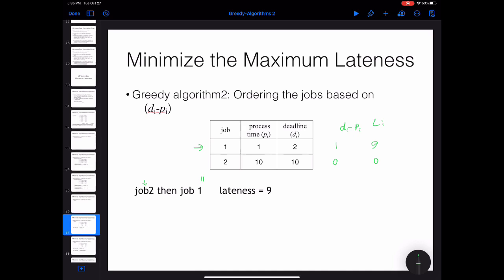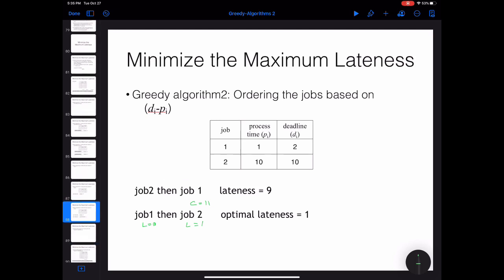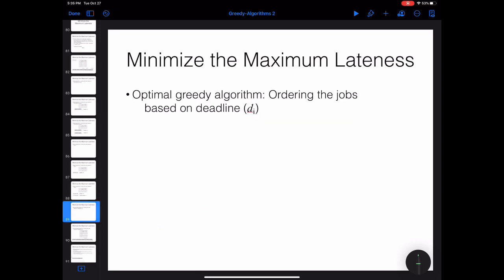And it is clear that the optimal answer is different. The optimal answer is to first do job 1, then do job 2. So in this case, the lateness of job 1 is going to be 0, and the lateness of job 2 is going to be only 1. The completion time here is going to be 11, minus the deadline 10, the lateness is going to be 1. So this is way better than the answer that the greedy strategy gave me.